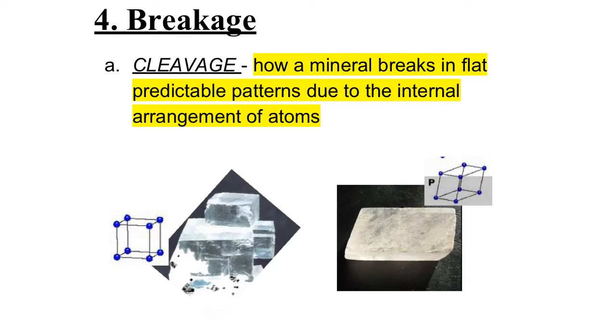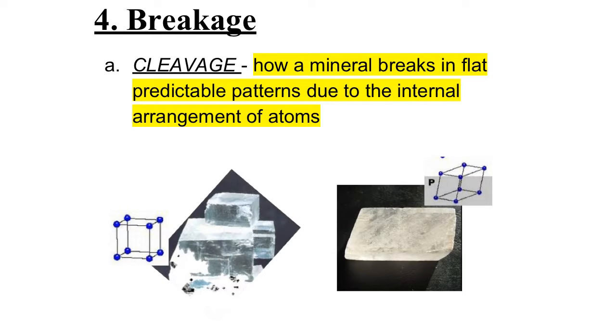One way is called cleavage, and that word actually comes from the word cleave. If you cleave something like a meat cleaver, for example, if you have taken a culinary class, you've probably used a meat cleaver, those really big knives. To cleave is to cut something. And cleavage in this case is how a mineral breaks in flat, predictable patterns due to the internal arrangement of the atoms. So they're breaking in ways that kind of look like they've been cut.